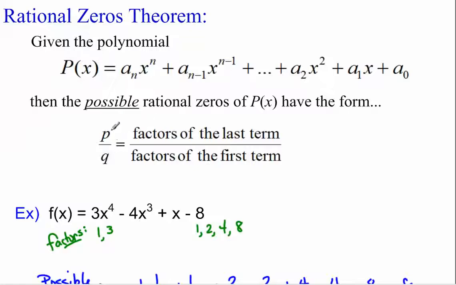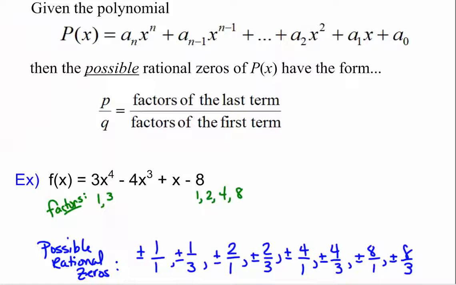p over q, where this top number, the p, is a factor of the last term, the constant term, and the bottom, the q, is a factor of the first or leading term. Okay, so it's factors of the last over factors of the first. So here's an example of what that would look like.